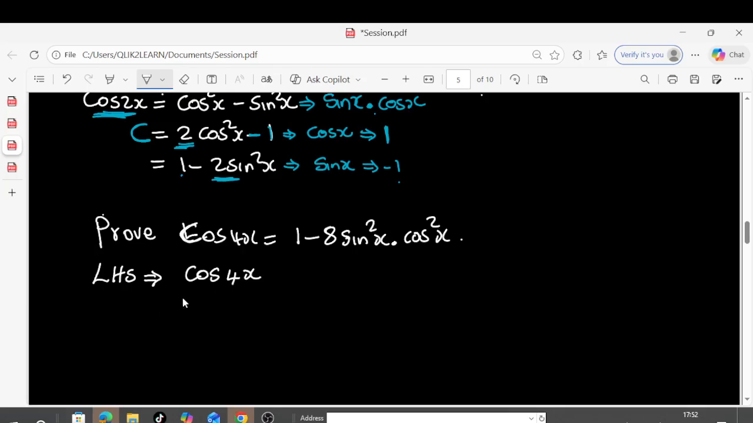I know that the cos 4x, I can create a double angle for that. I can say this is the cos of 2 into 2x. So this is the double angle for what? We can say this is the double angle for cos. Let's say this is 2A. We know that the angle A is 2x.